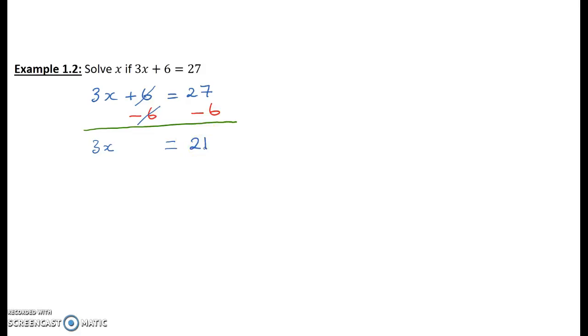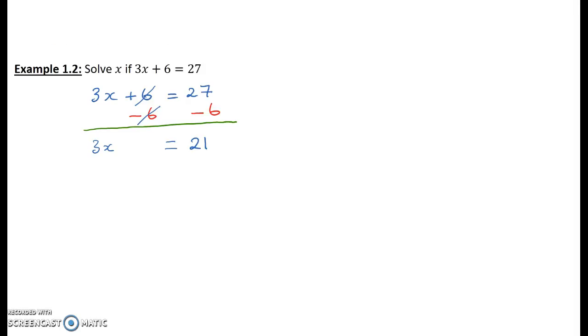Well, what does 3x mean? 3x means 3 times x. Okay, so we're multiplying by 3. To cancel that effect, what we do is we divide by 3. We always do the opposite. In the first step, where we were adding 6 originally, we took away 6 because adding and subtracting are the opposites of one another. And now we have 3x equals 21. 3x is 3 multiplied by x, and the opposite of multiplying is dividing. So instead of multiplying by 3, we'll divide by 3.